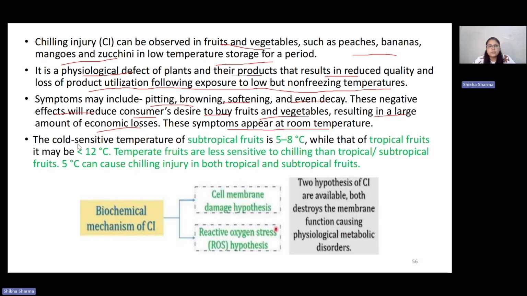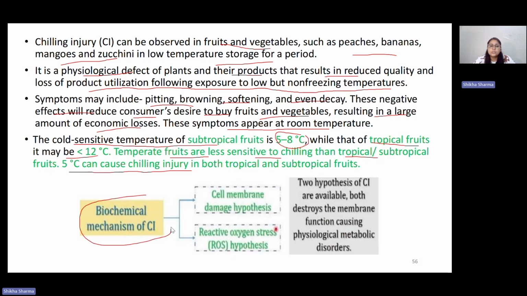These symptoms basically appear at room temperature after the product is removed from the refrigeration. So the cold sensitive temperature for the subtropical fruits is around 5 to 8 degrees Celsius, while for the tropical fruits, it's less than 12 degrees Celsius. Temperate fruits are less sensitive to chilling than the tropical or the subtropical fruits. 5 degrees Celsius can cause chilling injury in both the tropical and subtropical fruits.